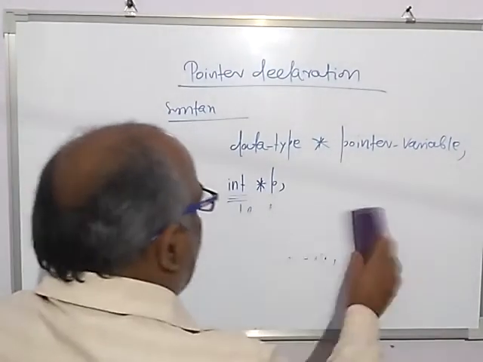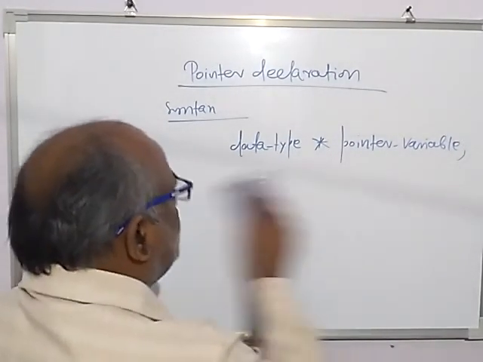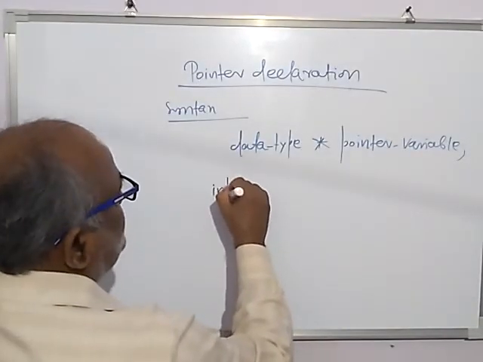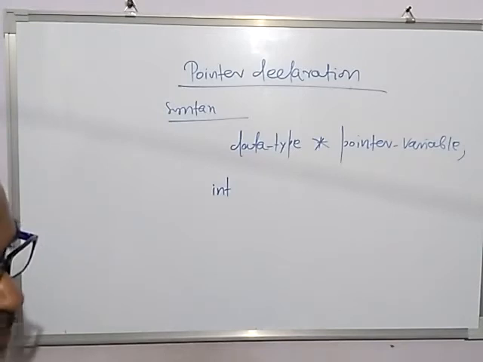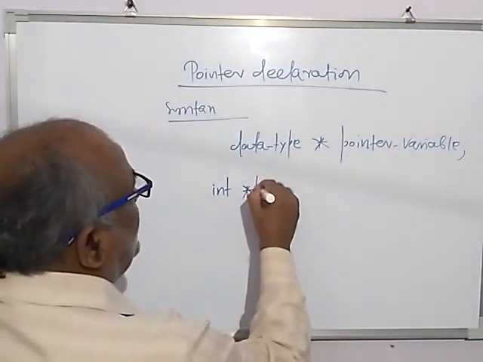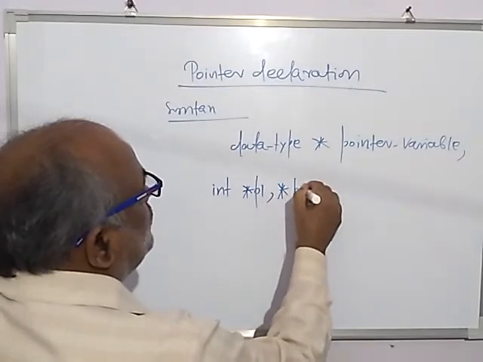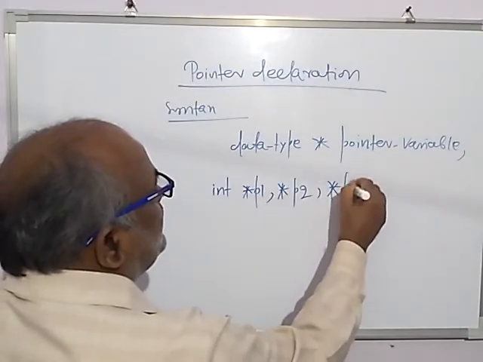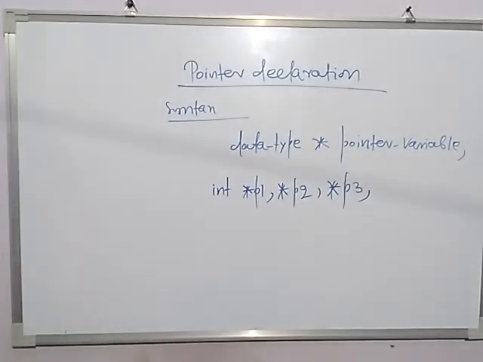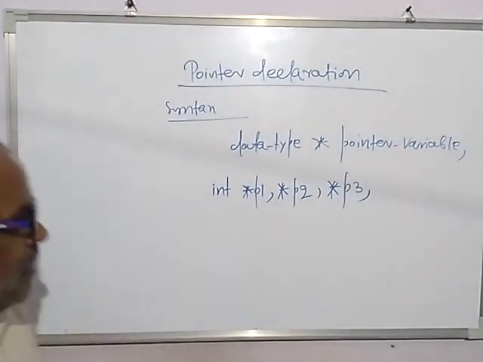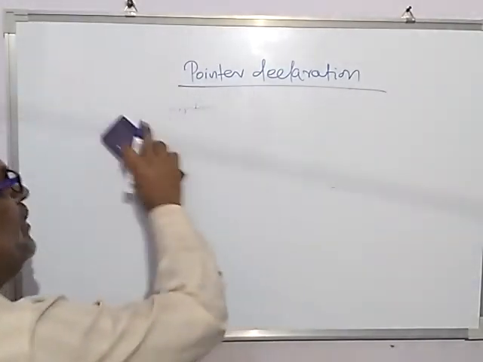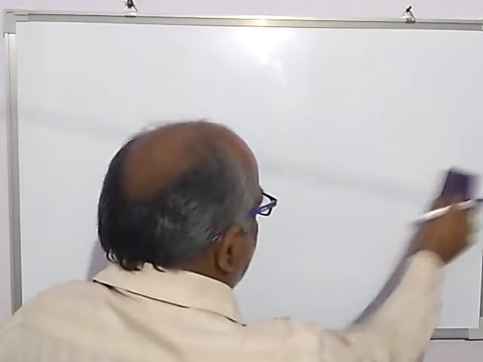If you want to declare more than one pointer of the same data type, you can do it like this. Suppose I want to declare a number of pointers of integer type. So int star p1, comma star p2, comma star p3. In this way, you can declare more than one pointer variable in the same line.